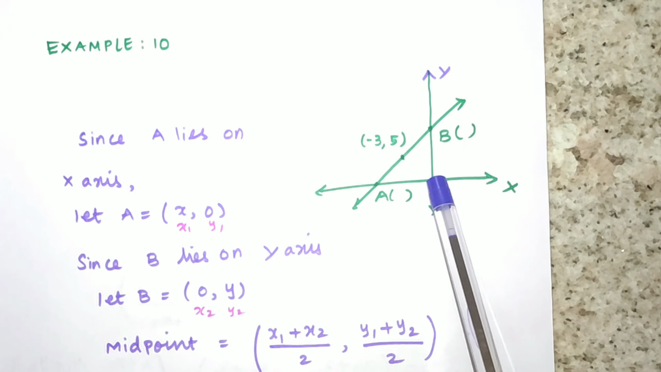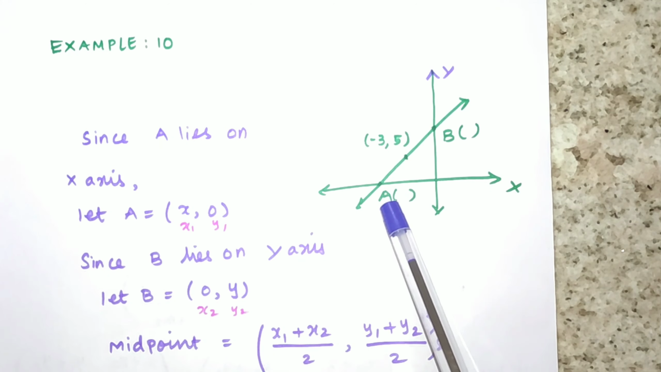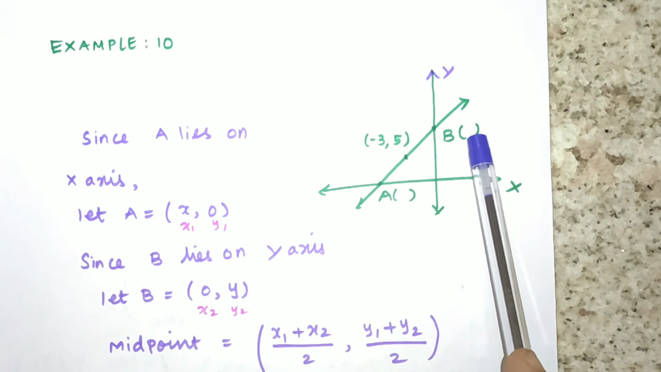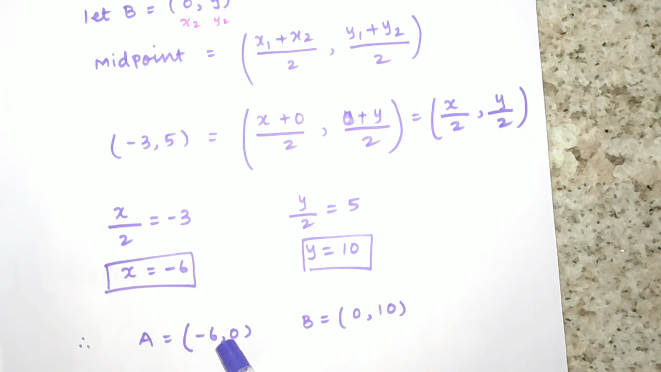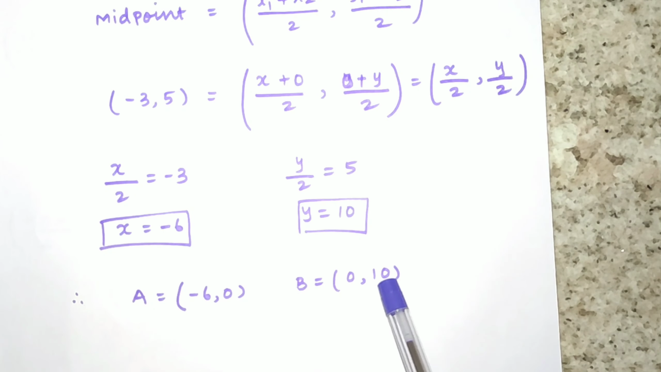A lies on the negative of the x-axis. X-axis here positive, here negative. So A lies on the negative of the x-axis, so a negative x coordinate, 0 only comes here. But B lies on the positive part of the y-axis, so 0, positive value should come. The same way, A is equal to (-6, 0) and B is equal to (0, 10).